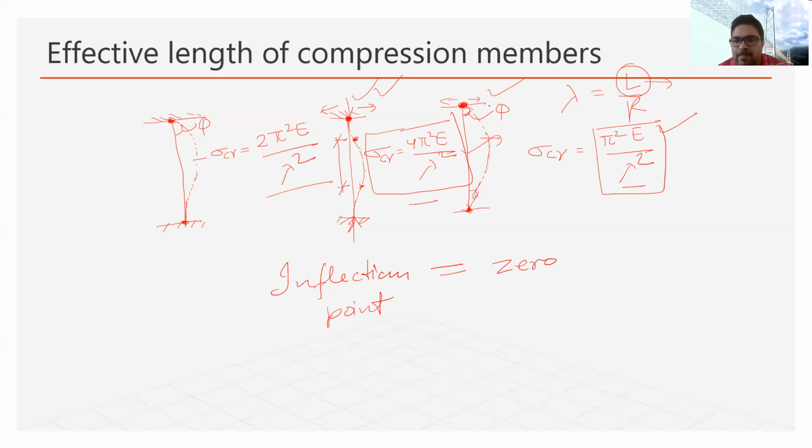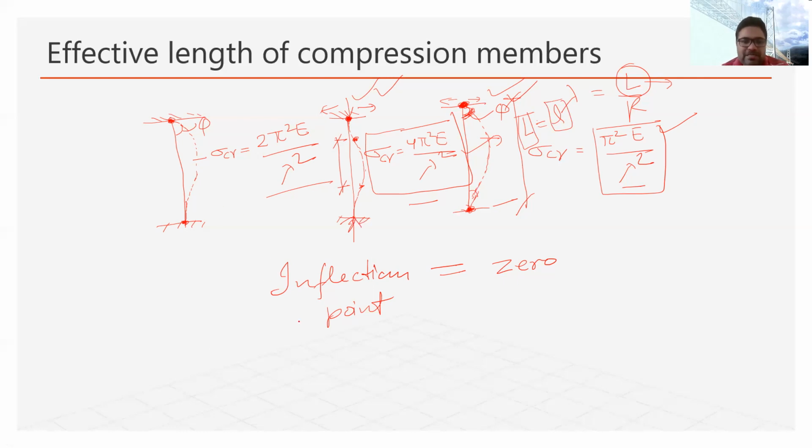Similarly, in the case of a pinned column, as we can see, it can rotate, so there will be zero moment. The zero moment point will be here and the zero moment point will be here. That is why in this case the effective length will be equal to the actual length of the column. So I am saying here L is equal to small l. If L is the actual length, small l will be the effective length.